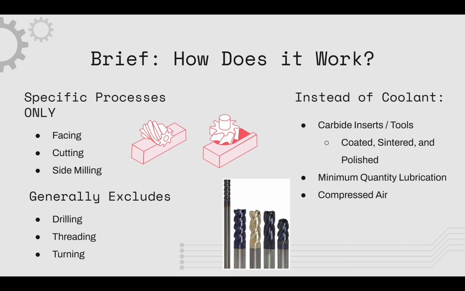The reason for this is because there is no way for the chips to escape easily from the cut. The heat generated is also so great it can cause material and tool deformation. Instead of flooding the tool with coolant, carbide tools are used that are strong and cut material without needing coolant. The carbide tools are generally coated, sintered, or polished to create a shield against heat. Minimum quantity lubrication or compressed air are used to clear chips from the cutting area as well.